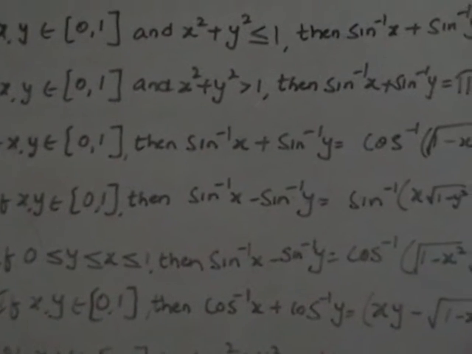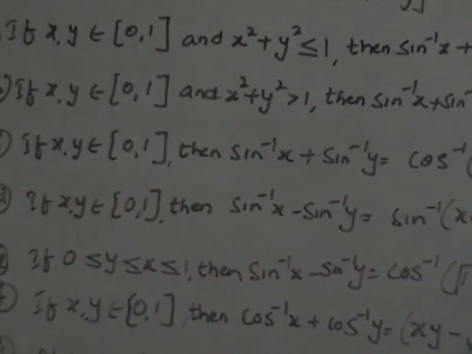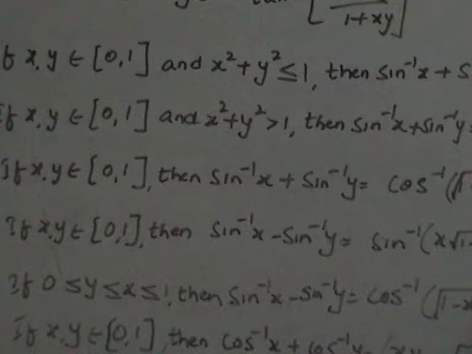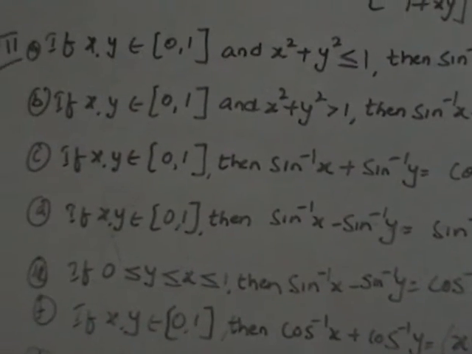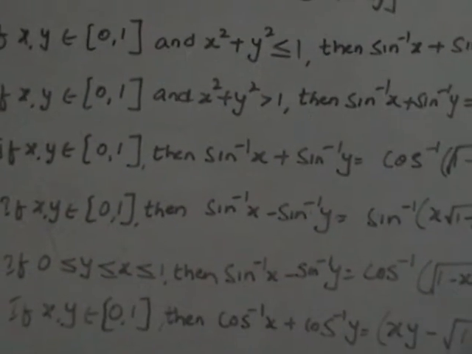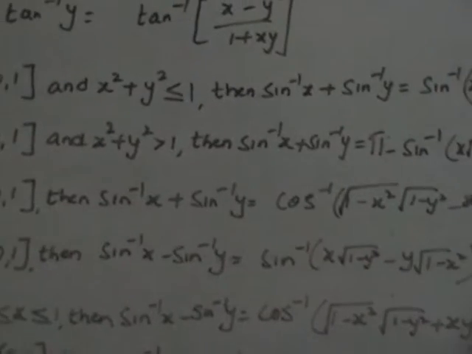Similarly, we have the other values for cos inverse x and cos inverse y, and cos inverse x minus cos inverse y, when x and y belong to 0 and 1.